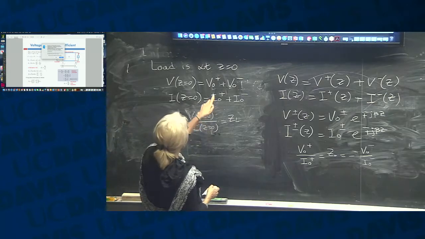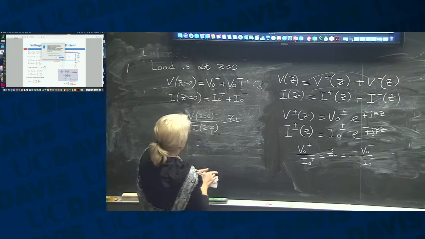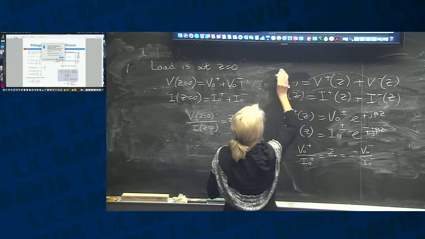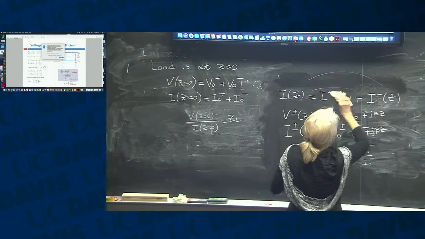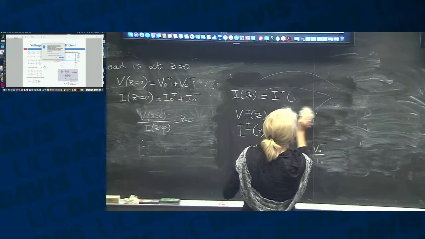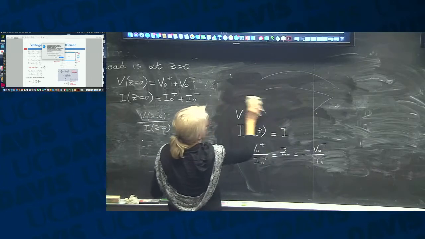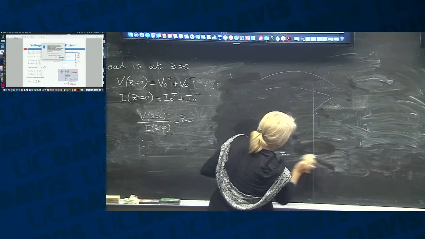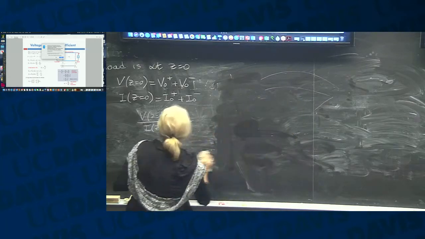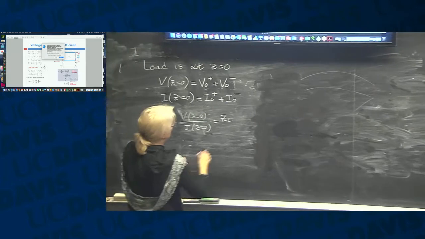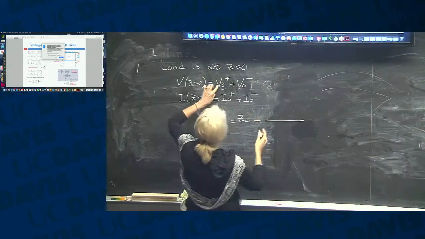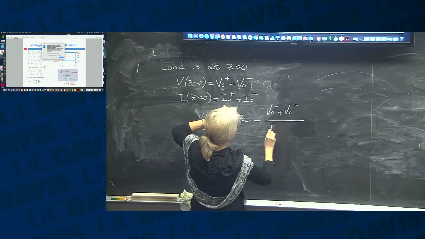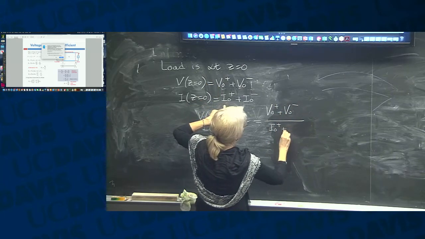So what do I do at this point? I take these two and I plug them in here. So I don't need to remember them, all right? That's what we said. You have to remember all of this. It's not much. If you don't remember those, you're going to lose a lot of time trying to solve these problems. All right, so here, that gives us what? V naught plus V naught minus over I naught plus I naught minus.